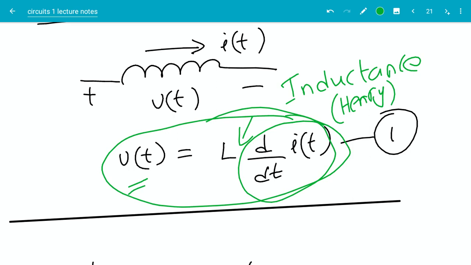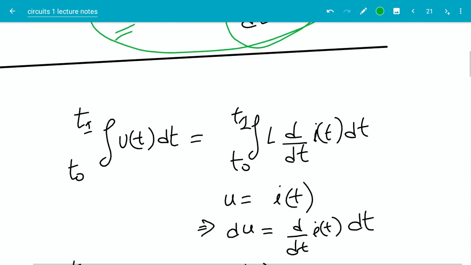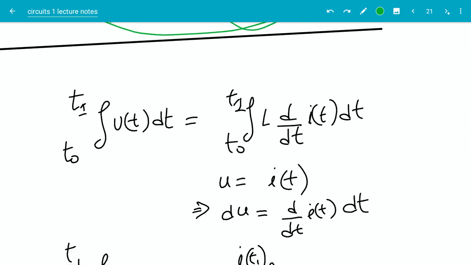Now let's say you're given the voltage and you want to find the current. Let's do some calculus. I integrate on both sides of that equation, as a definite integral with the limits from t0 to t1, the same limits on both sides. On the right hand side I have L times the derivative of the current times dt.